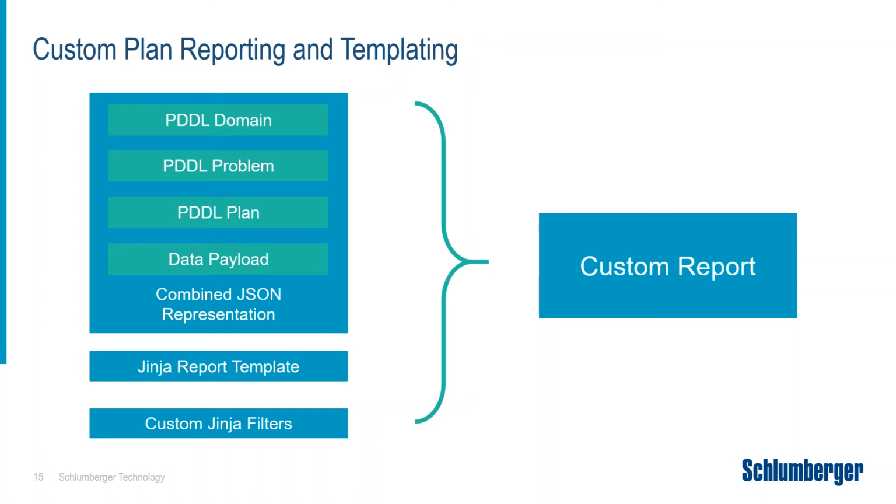We first want to combine the PDDL domain, problem, and plan file along with a data payload. You see an example of that with the Excel spreadsheet data into one representation that will be fed along with a report template and some custom Jinja filters that help us to manipulate the planning data to create a custom report.